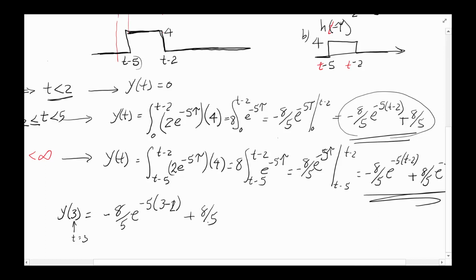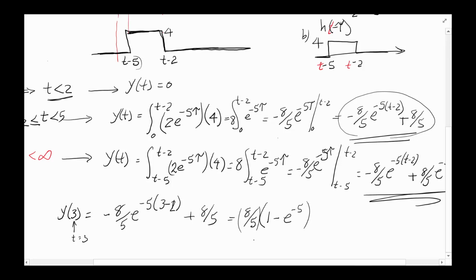You can resolve that. We can clean it up just a touch more. We can take the 8/5 all out. It's going to be 1 minus e to the minus 5. And that's the answer.